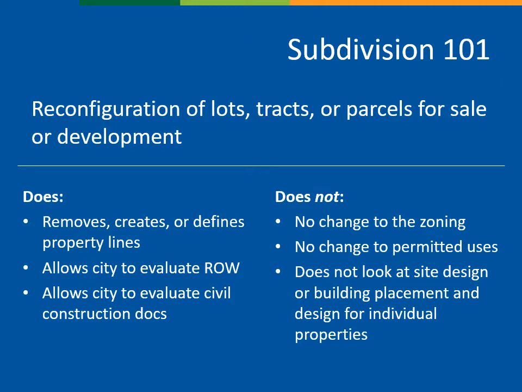The subdivision regulations are found in Article 4 of the Zoning Code. A plat is a technical document that reconfigures lots, tracts, or parcels for sale or development. It removes, creates, or defines property lines, allows the city to evaluate right-of-way, and it allows the city to evaluate civil construction documents. As a reminder, a subdivision plat does not affect the zoning or permitted uses on the property. It enables development already permitted by the current zoning. It also does not look at site or building design. For this project, building design and placement will be reviewed at time of building permit for compliance with the R3 development standards.